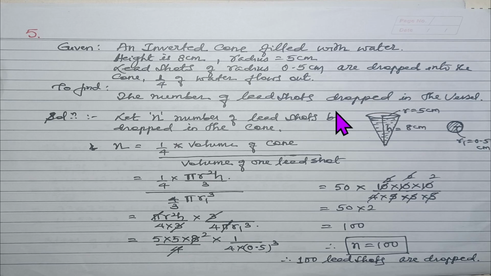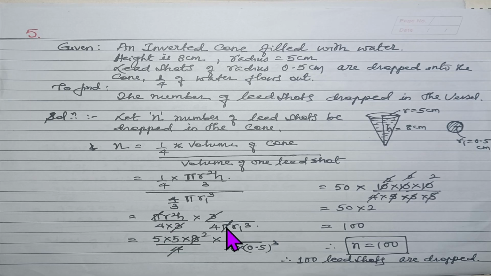Therefore the number of lead shots, that is n, is equal to the amount of water which flows out of it, that is 1/4 the volume of cone, divided by the volume of one lead shot. Now volume of cone will be 1 by 3 pi r square h, and 1/4 of that will be 1 by 4 into pi r square h by 3, and the volume of one lead shot will be 4 by 3 pi r1 cube, and simplifying we get pi r square h divided by 4 into 3 divided by 4 pi r1 cube.